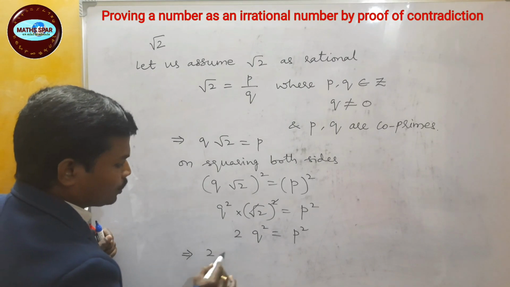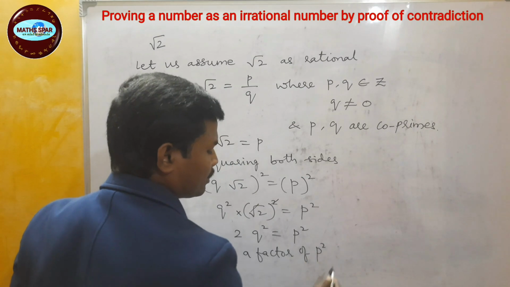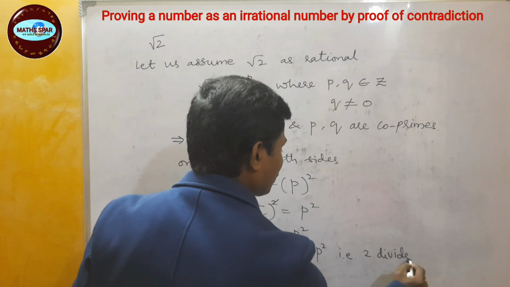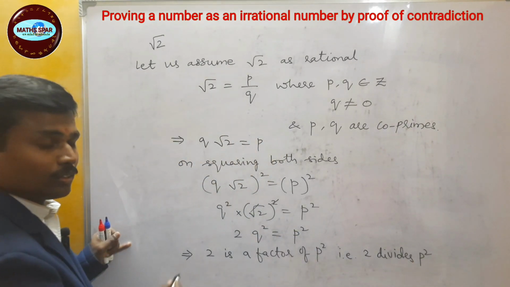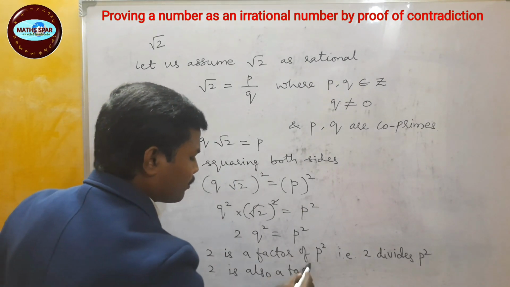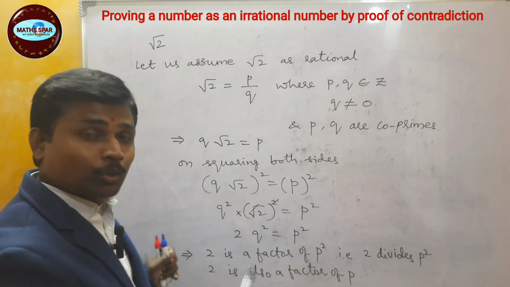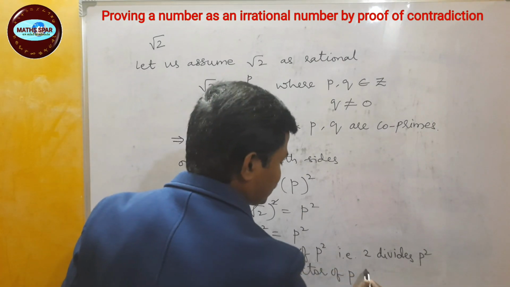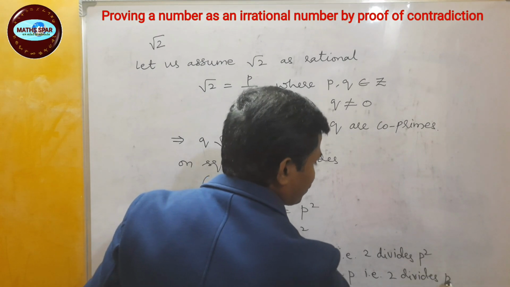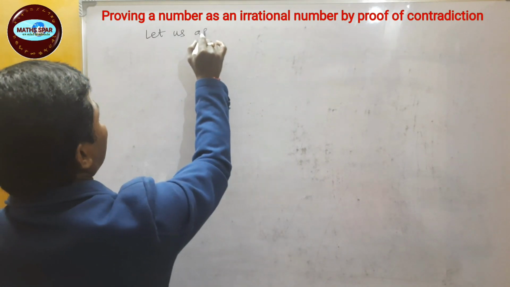Now this 2 into q square is nothing but p square. This implies 2 is a factor of p square, that is, 2 divides p square. So 2 is also a factor of p. When 2 is a factor of p square, definitely it should be a factor of p. That is, 2 divides p also.